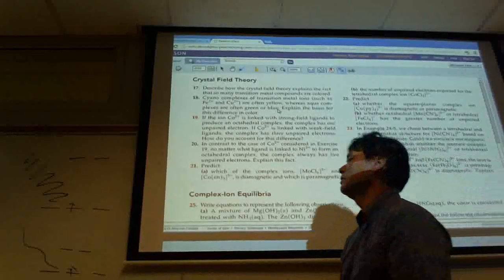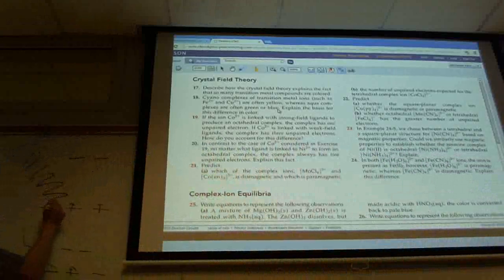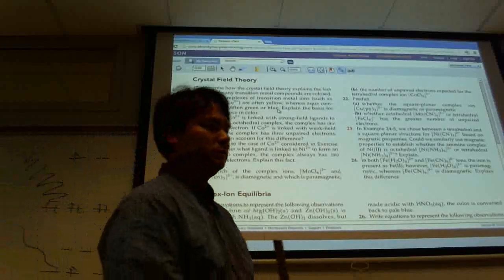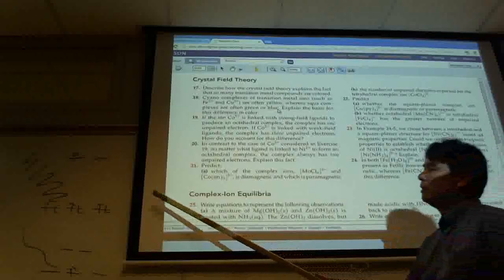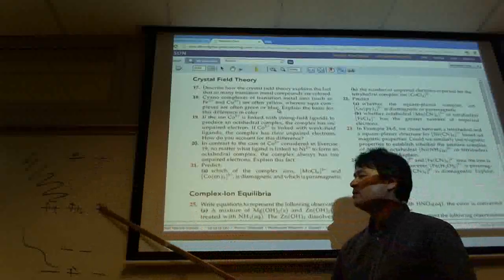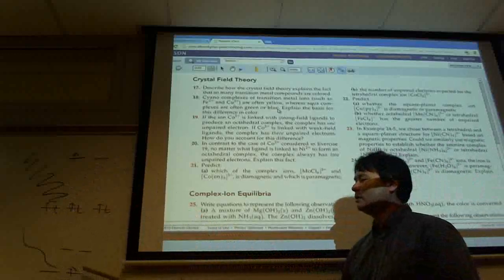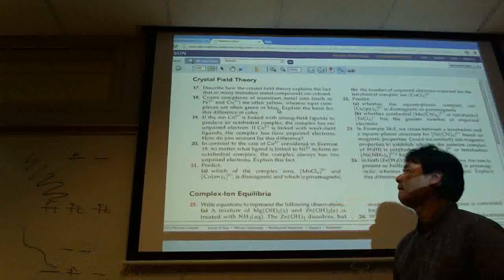So actually, let's fill this in. 1, 2, 3, 4, 5, 6. The unpaired electron is up here, not down there. This is low spin. Low spin means fill these orbitals first before popping up to here. High spin means fill up here before completing down here.